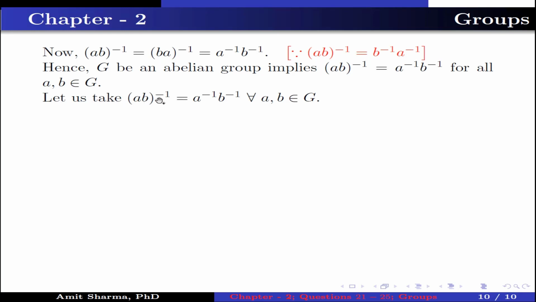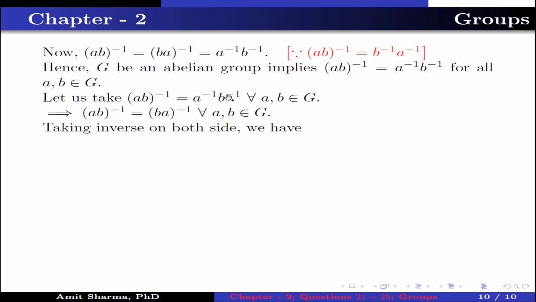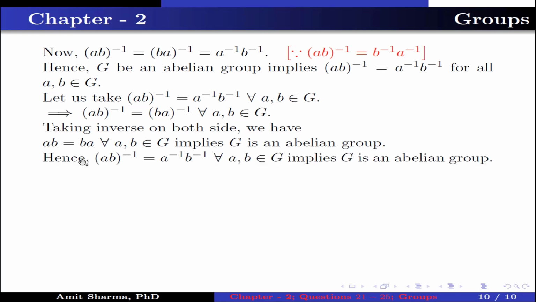Now let us take (ab)^(-1) = a^(-1) b^(-1) for all a, b belonging to G. This implies (ab)^(-1) = (ba)^(-1) for all a, b belonging to G. Why is it so? Because (ba)^(-1) = a^(-1) b^(-1). Now taking inverse on both sides, we have ab = ba for all a, b belonging to G. This implies G is an abelian group. Hence (ab)^(-1) = a^(-1) b^(-1) for all a, b belonging to G implies G is an abelian group.